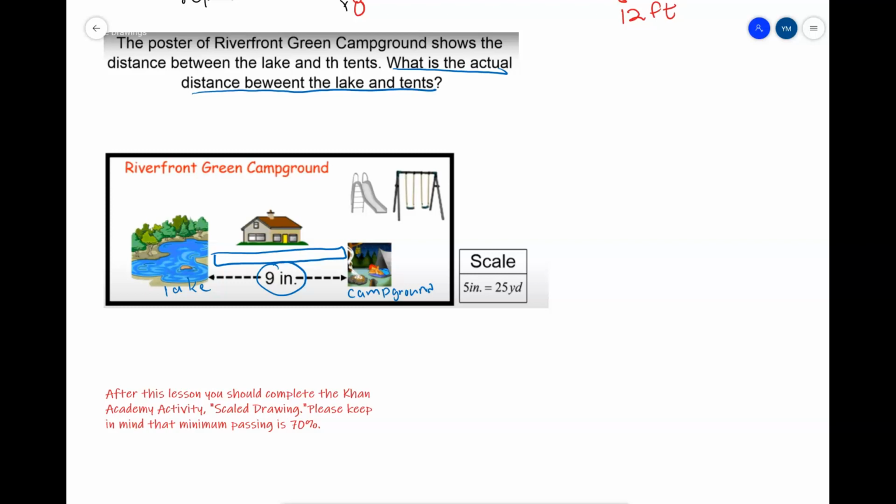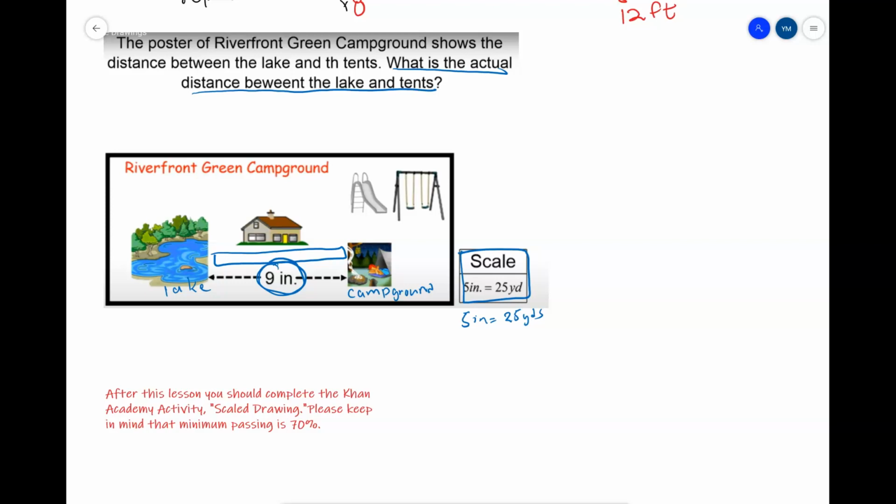But then there's a key. On the side of the map, it gives you this key. And the key says that for every 5 inches, you have 25 yards. So you could actually know what it is in real life. Now keep in mind, they give us the inches. We want the actual distance. So the actual distance is in yards. One more time, they give us the inches, but we want the yards.